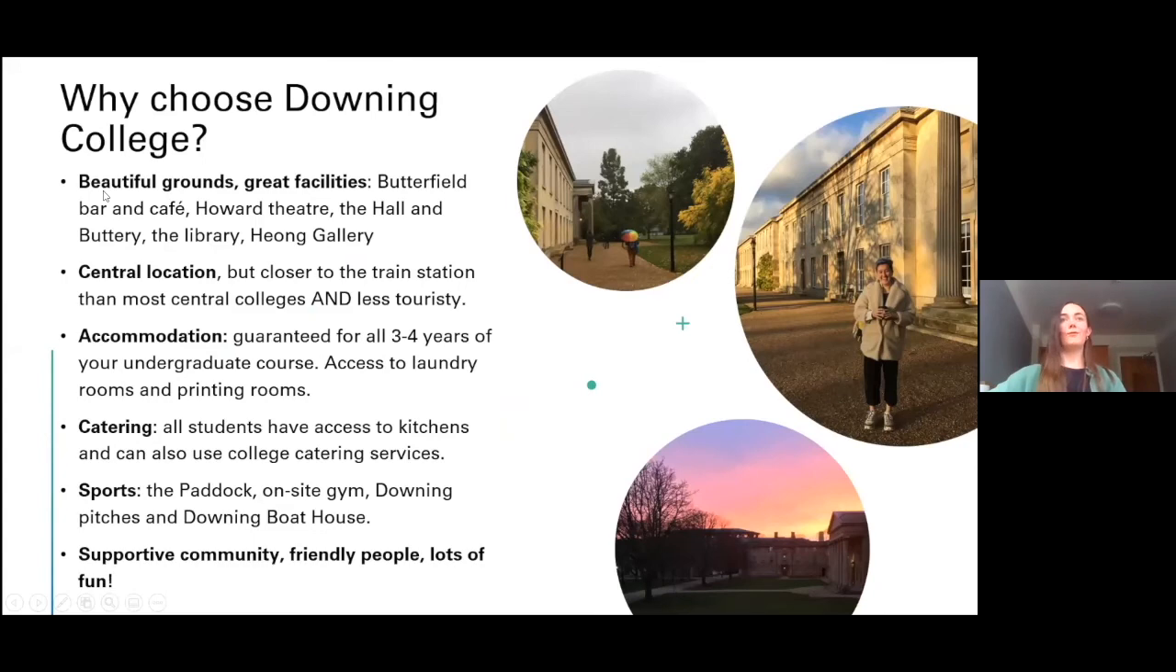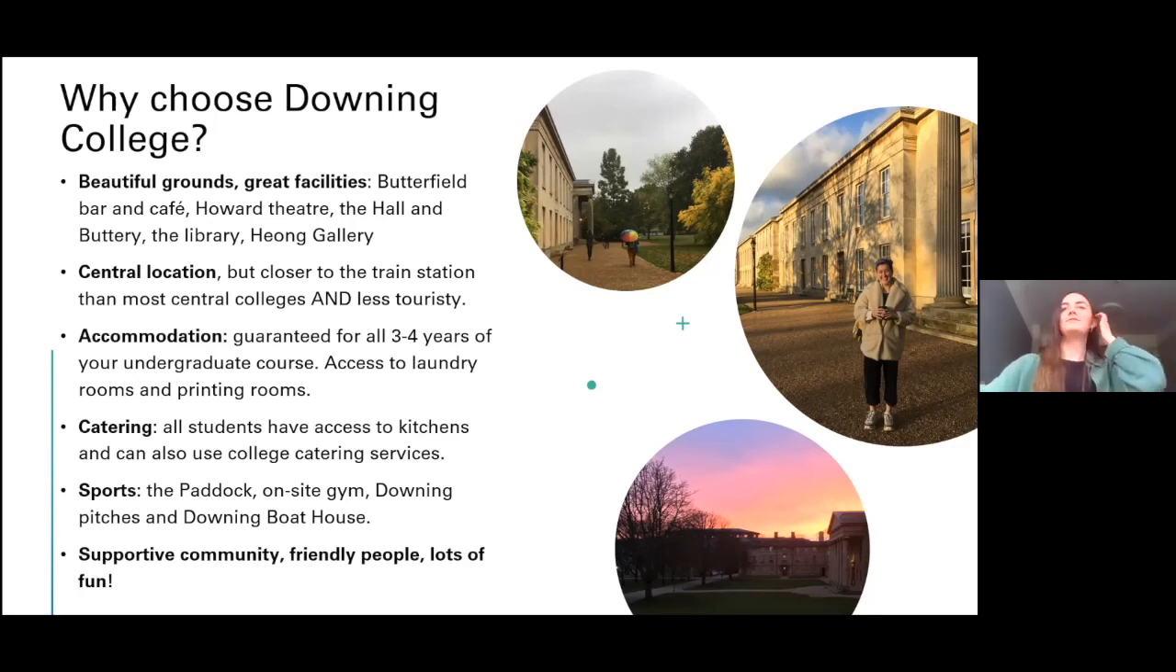So now, why should you choose Downing College? I absolutely love Downing. It's a very beautiful place to be and to spend the 3 to 4 years of your degree. We have beautiful neoclassical architecture, and it's a very big open space. And we have an area of grass called the paddock where we can play sports, which is really nice because not every Cambridge college has that space available.